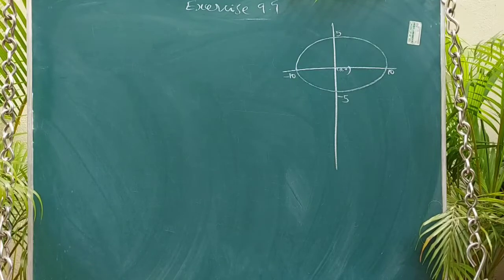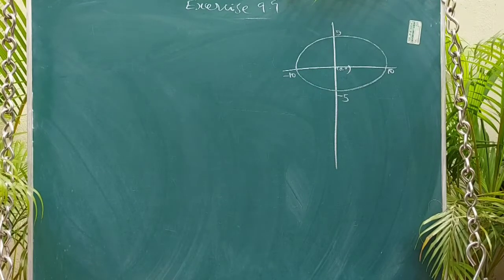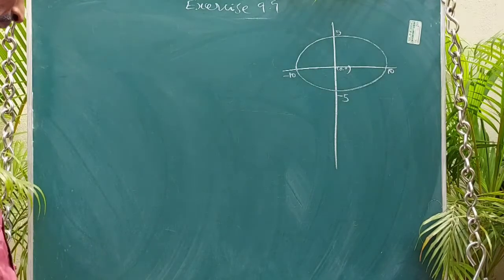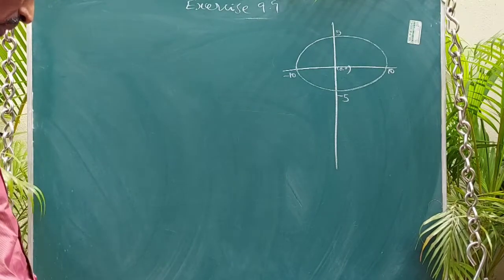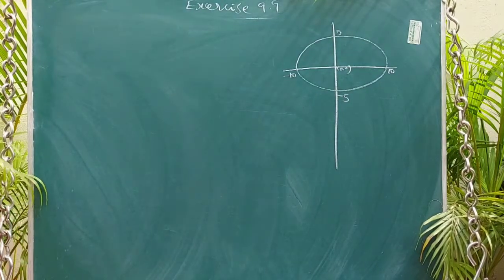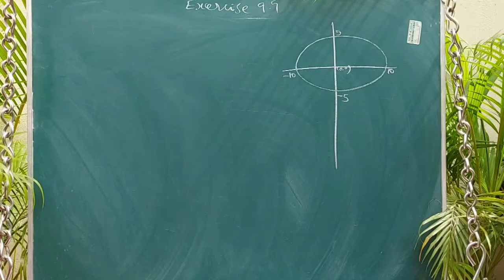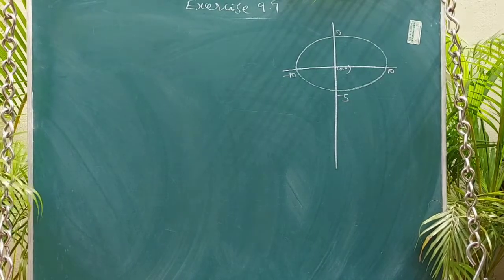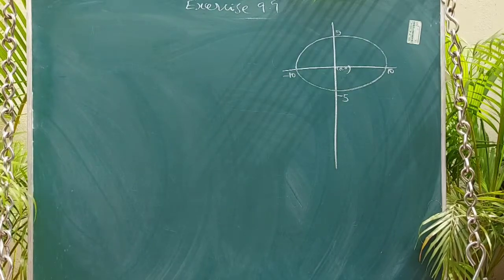So the last question, that means question number 6 in exercise 9.9. A watermelon has an ellipsoid shape which can be obtained by revolving an ellipse with major axis 20 centimeter and minor axis 10 centimeter about the major axis. Find its volume using integration.